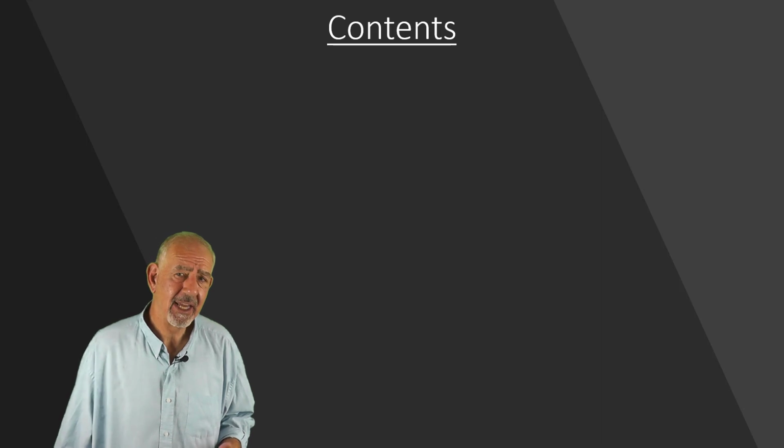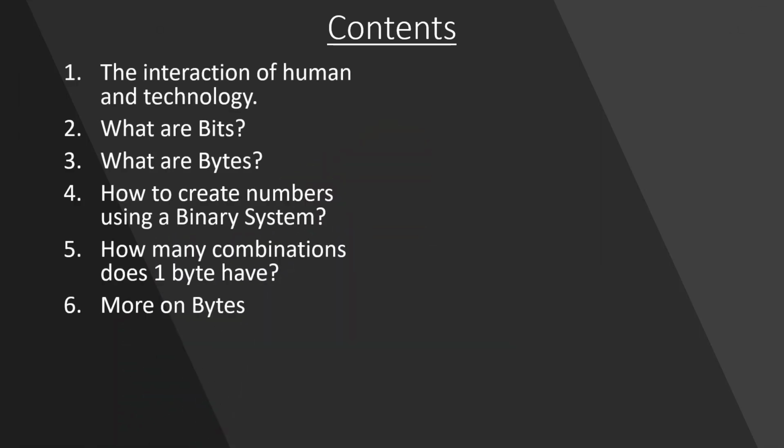So we're going to look at the interaction of humans and technology. We're going to talk about what bits are, what bytes are. We're going to look at things like storage size. We're going to look at the binary system. For you who haven't done anything in mathematics for a while, just a quick introduction. And how many combinations does one byte have, and why do we have bytes?